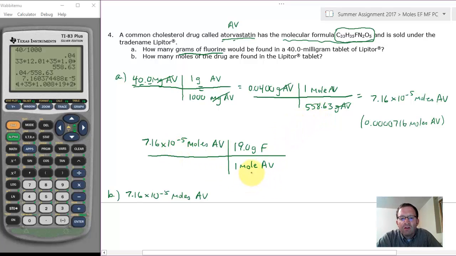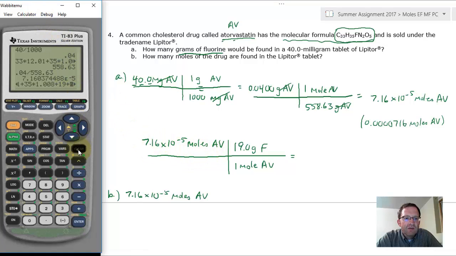So for every 1 mole of atorvastatin, there would be 19 grams of fluorine. But we don't have anywhere near a mole, remember? We're working with a tiny tablet. And so if we punch this in, 7.16 times 10 to the negative 5 times 19 will tell us how many grams of that is fluorine. So let's punch it in.